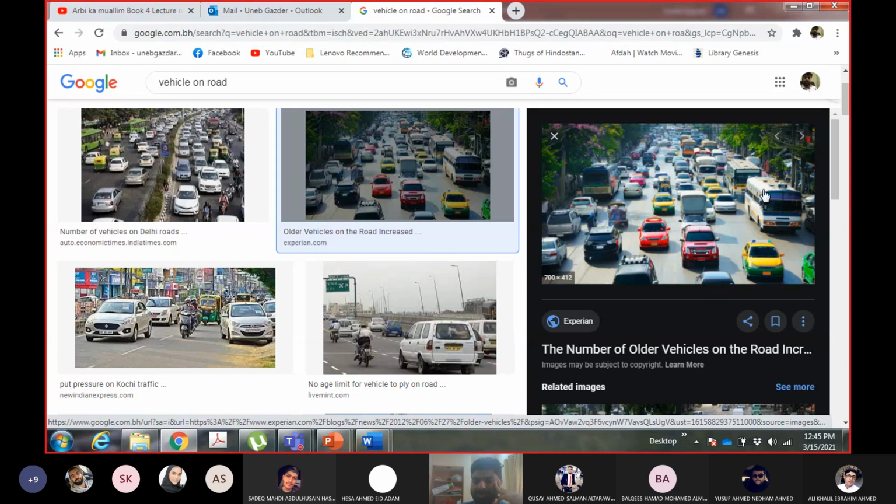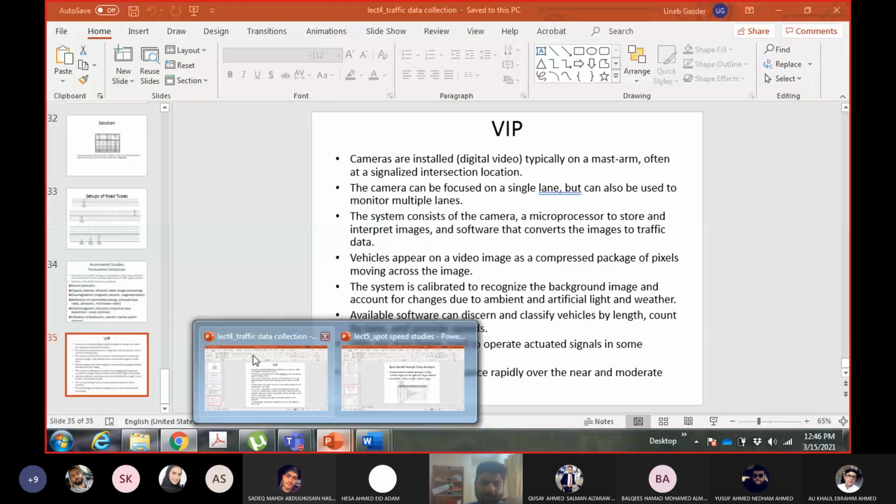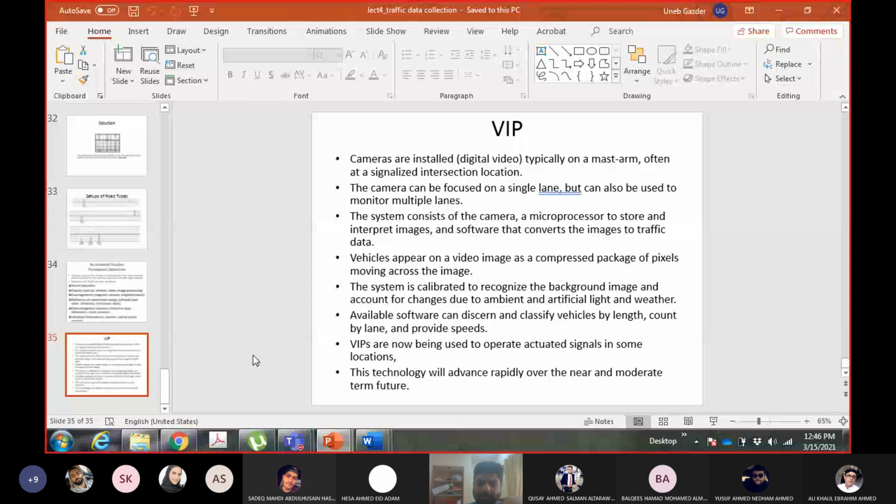Whatever space is occupied by the vehicle, I will select that space and notify the camera that it's a vehicle. So whenever a similar image comes in the video, the camera or the processor by default will note it down as a vehicle. So this is basically calibration. It's very simple. It's like selecting and clicking. That's it.